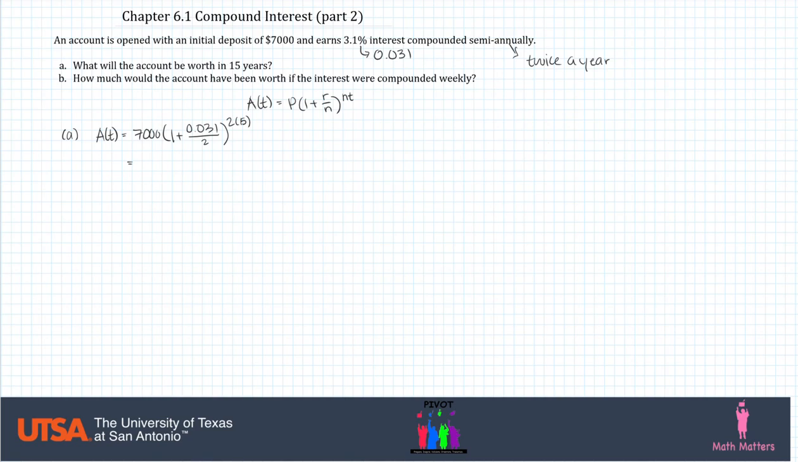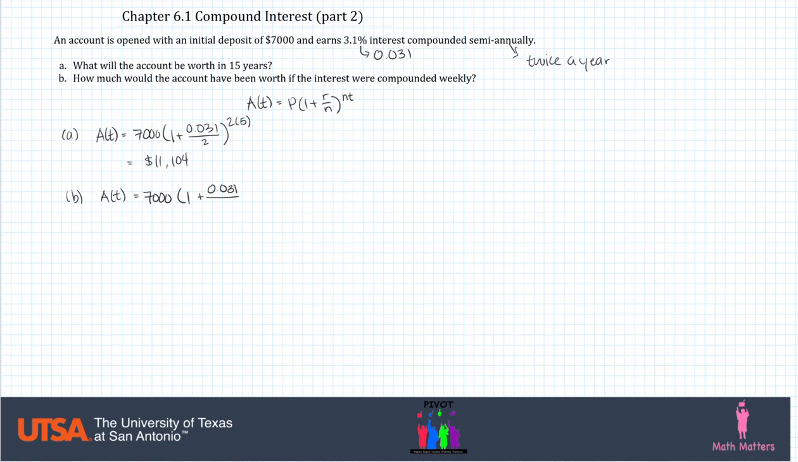So if we calculate this out, we end up with $11,104 rounded to the nearest dollar. And then Part B asks how much would it have been worth if the interest were compounded weekly. So our equation is going to remain mostly the same, except this time we have, so the rate's the same.